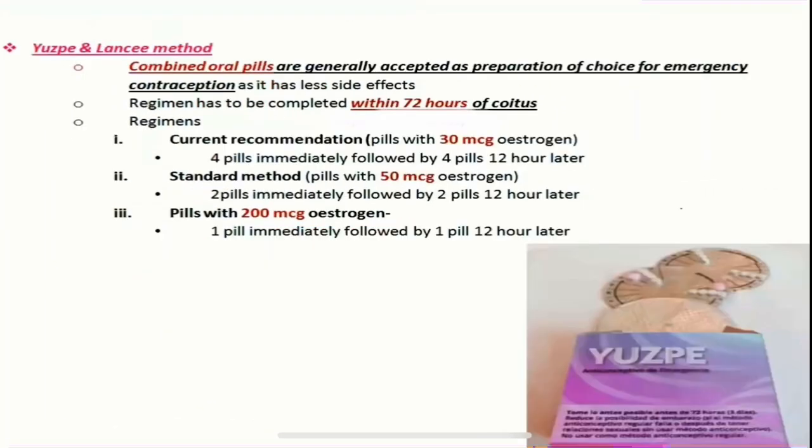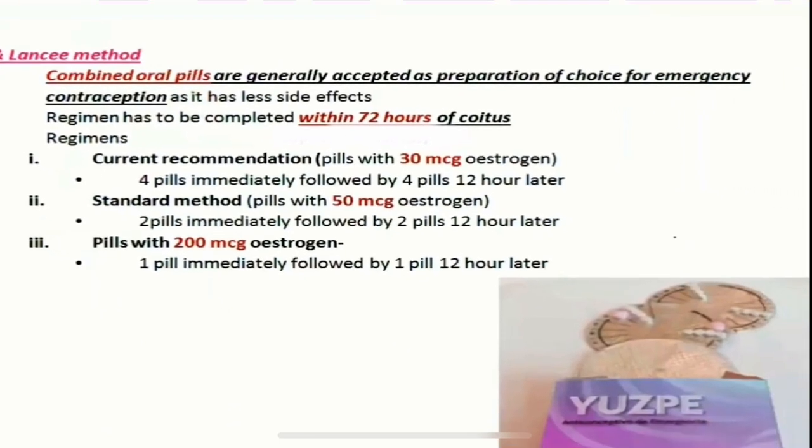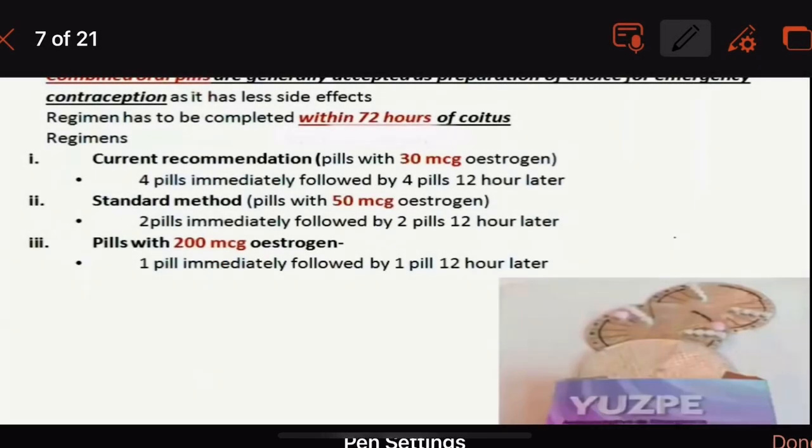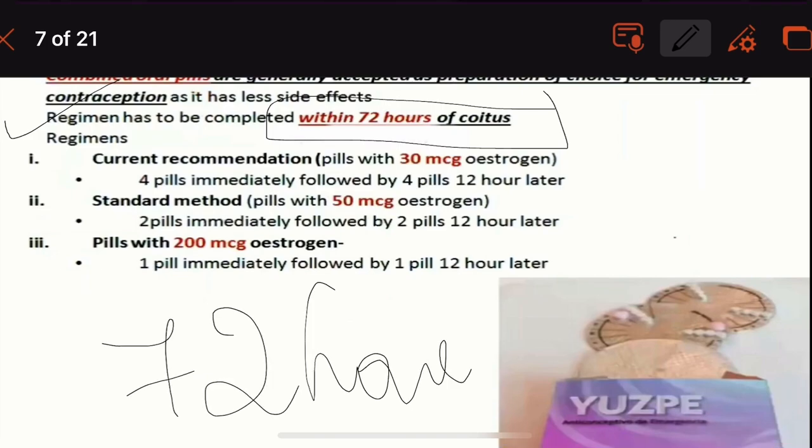Now they are talking about the USP and Lancy method. The combined oral pills are generally accepted as a preparation of choice for emergency contraception, as they have very few side effects. We saw the side effect of these pills, that is nausea. The regimen has to be started and completed within 72 hours of coitus. Very important thing to keep in mind: within 72 hours of coitus. The regimens are as follows.